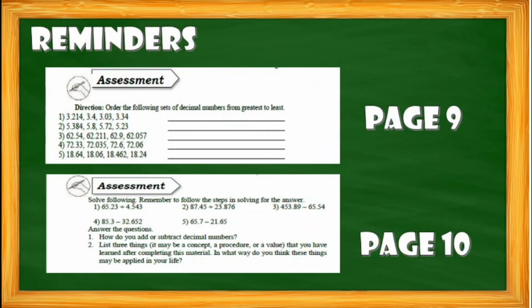Now, for your reminders for this topic, you're going to answer the assessment on page number 9. This would be where you're going to arrange the decimals from greatest to least. And then for your assessment on page number 10, you're going to solve the following decimal numbers. You're going to add or subtract and then answer the following questions.